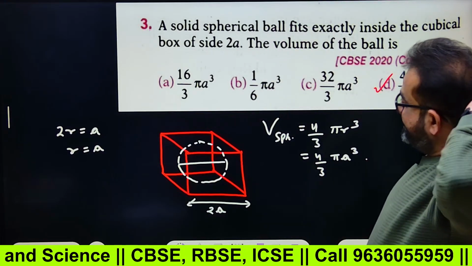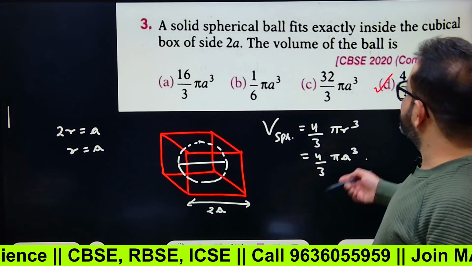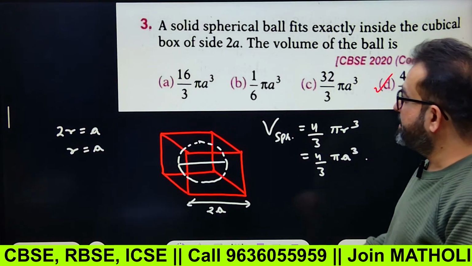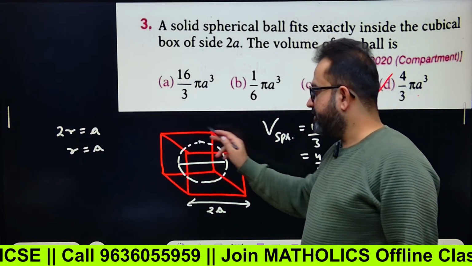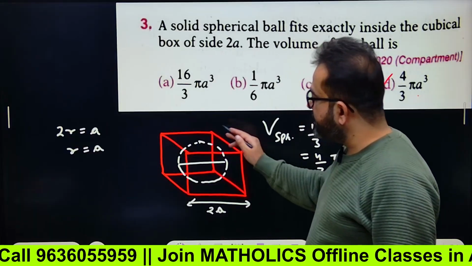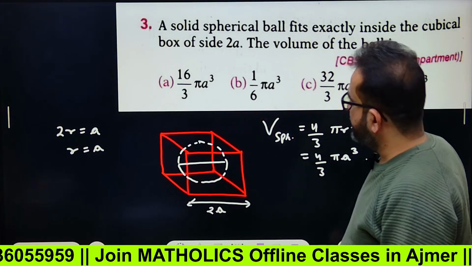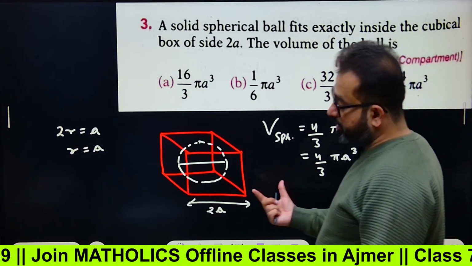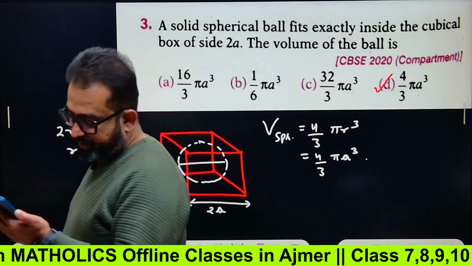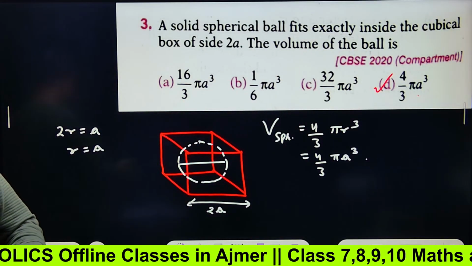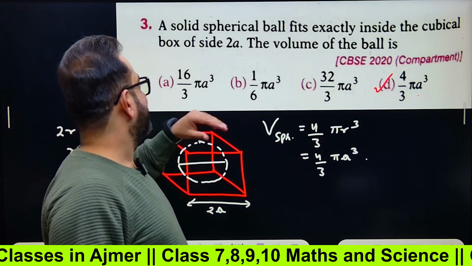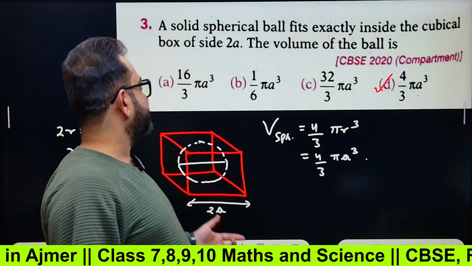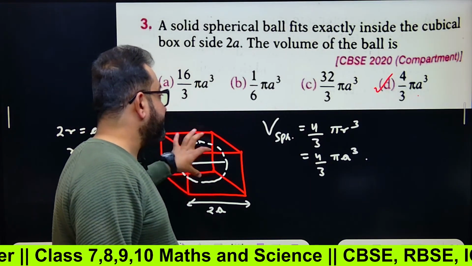Ignore everything. A solid spherical ball fits exactly inside the cubical box of side 2A. See, this is a cubical box, and inside it there is a sphere, right? Side of the box is 2A, and the volume of the ball is what? You have to find the volume of this ball.